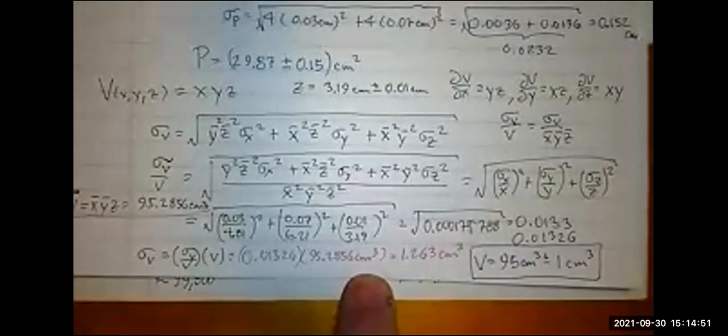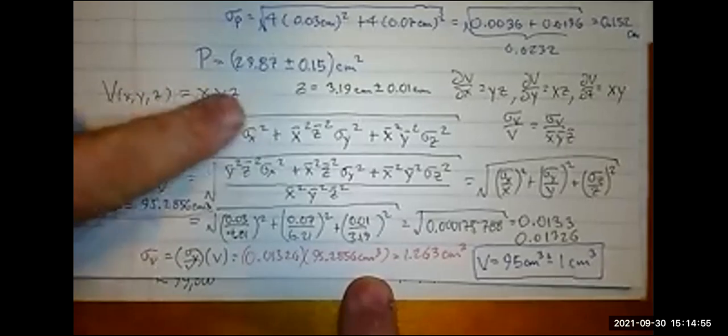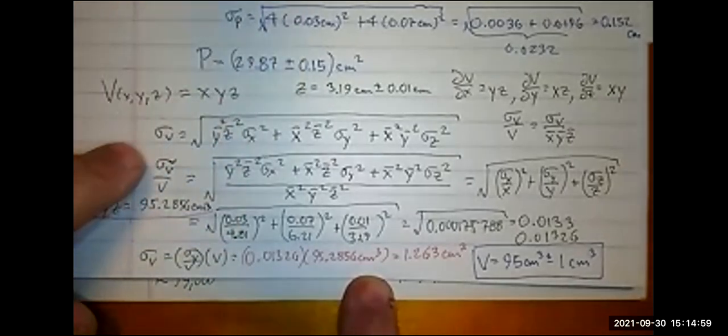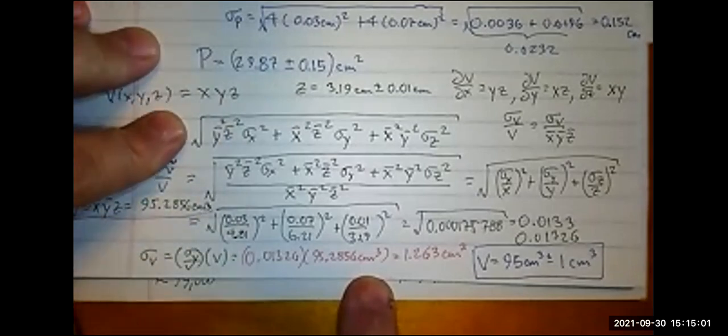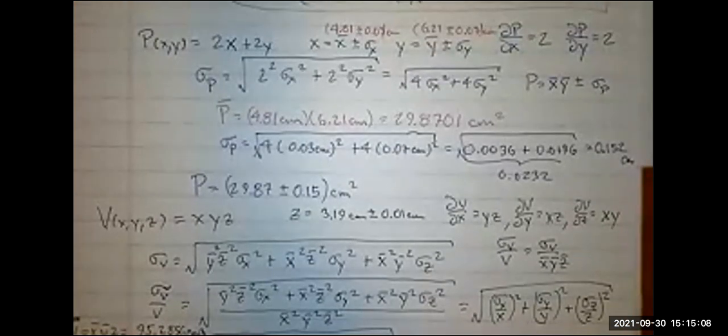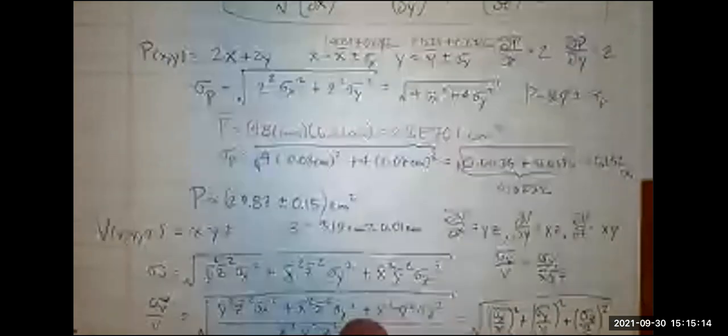So now you've seen how to manipulate the formula to get formulas you want. And in fact, what you'll find out is that whenever you have a bunch of products, X times Y times Z or whatever, the fractional error is equal to the square root of the sum of the squares of the fractional errors. And whenever you have a sum like X plus Y plus Z, the uncertainty is equal to the square root of the sum of the squares of the uncertainties.